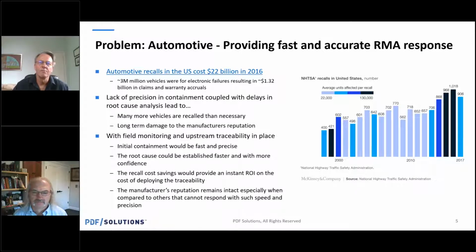And the savings on the recall cost, with probably just one incident of one of these recalls, you can get an instant ROI on whatever you invested in the necessary traceability. Then, most importantly, apart from the dollar impact, you get to retain your reputation as a manufacturer: okay, things do go wrong, but I can fix them. I have a very fast and accurate response in place, ready to go, and therefore I'm better than the other guys. So next slide, please.